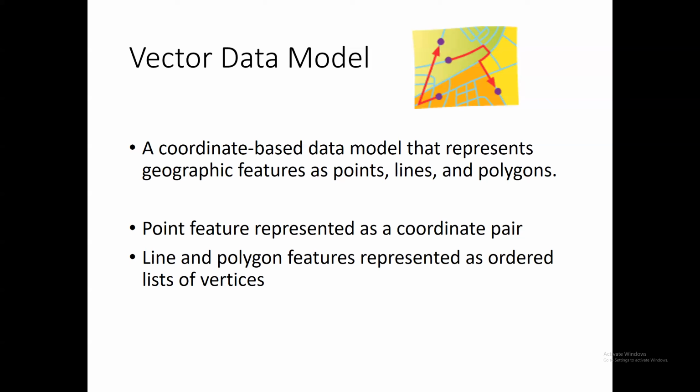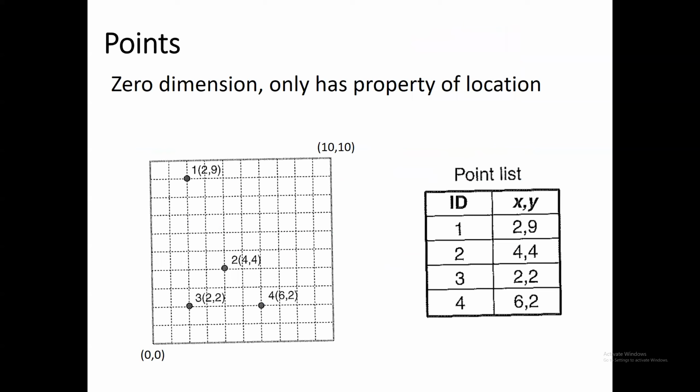But vector data represent geographic features as points, lines, and polygons. Those are the three main ones. Point features are represented as coordinate pairs, and again, hopefully this is review for you. Lines and polygon features are represented basically as ordered lists of vertices. So points are the simplest thing: zero dimension, infinitely small, no area. All it has is its location.